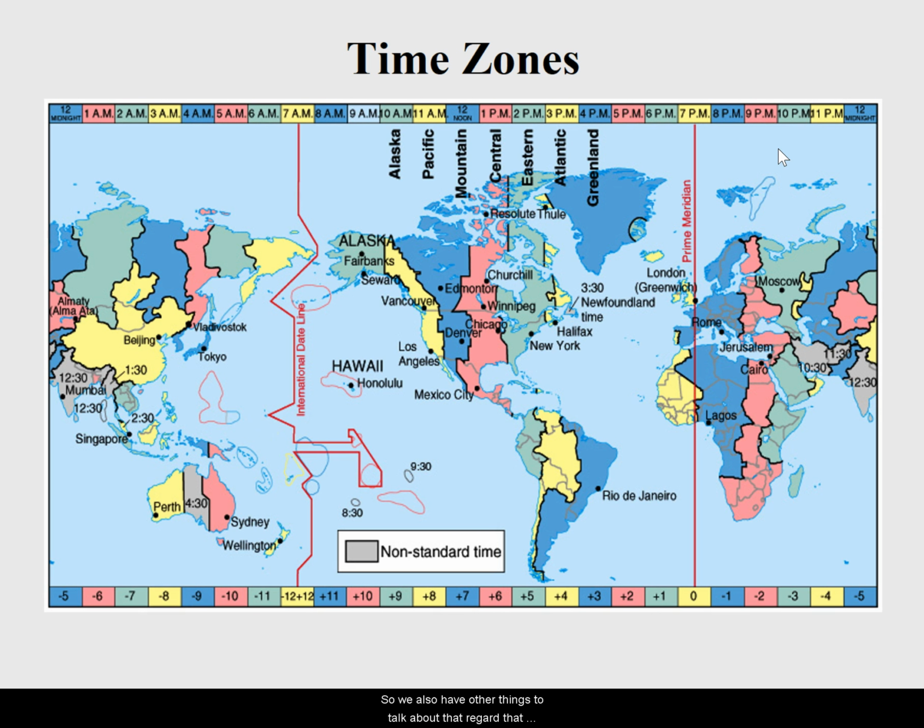So we also have other things to talk about in relationship to time and light. Another topic to touch upon is daylight savings time. In many countries, time is set 1 hour ahead in the spring and set 1 hour back in the fall. This is known as the practice of daylight savings time.